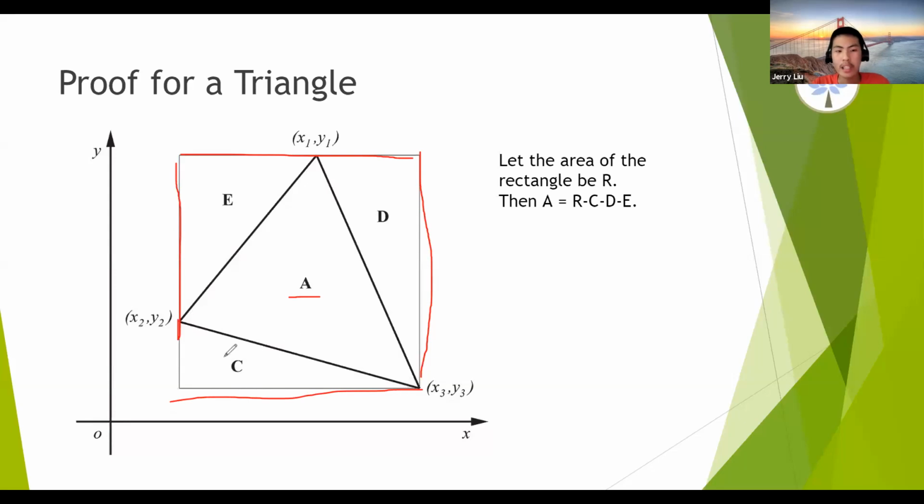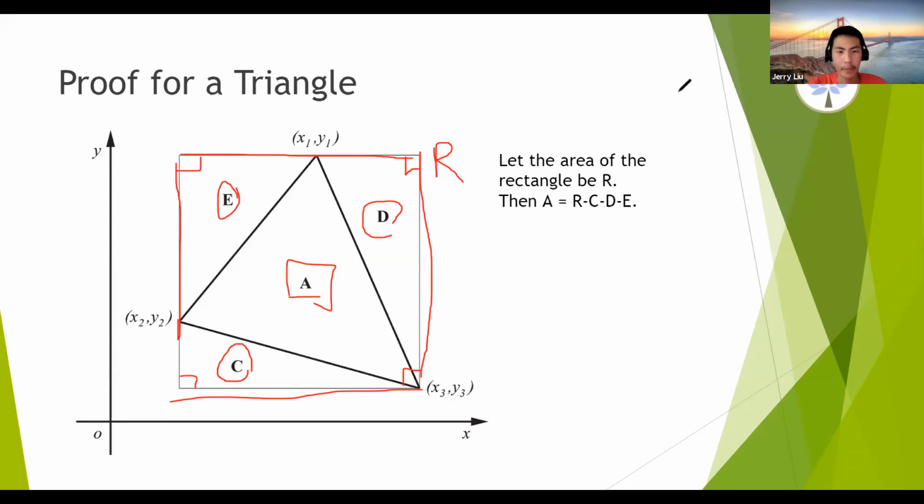When we draw this, it partitions the inside into 4 triangles, one of which is A, but we'll have 3 other right triangles, which we will denote by C, D, and E. Remember that all of these are right triangles. Let's say the area of this rectangle is R. Because A is a part of R, we know that A is R minus C minus D minus E.